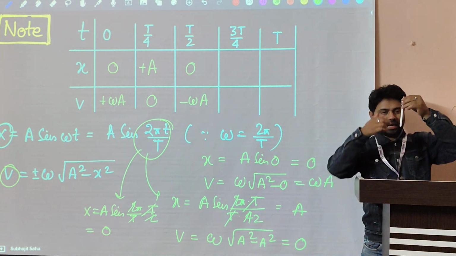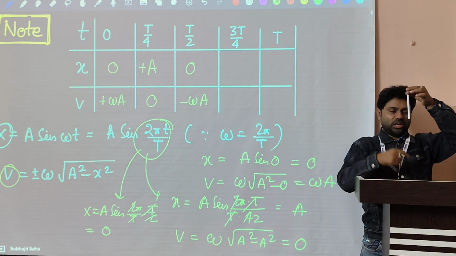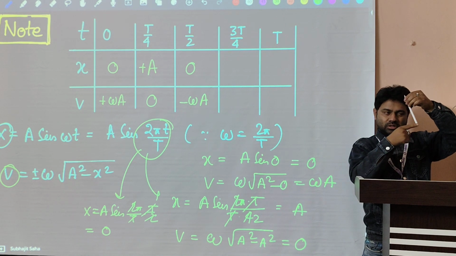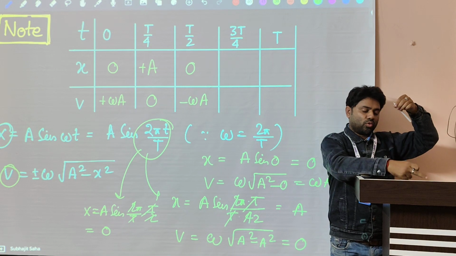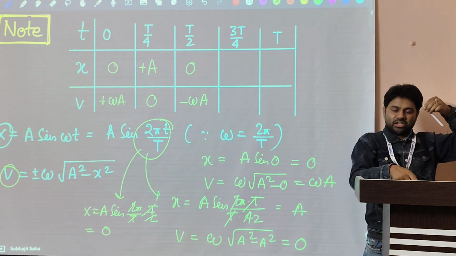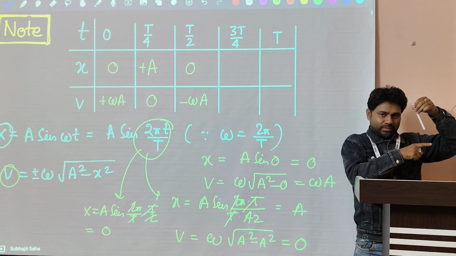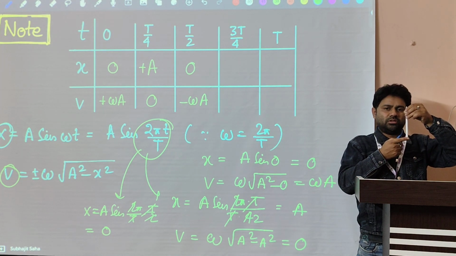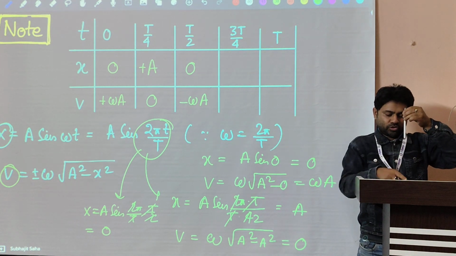Consider the pendulum at time point 0, the pendulum was at mean position, x equal to 0. It was moving towards the right with velocity omega a, so velocity was taken positive. When it moves to the right extremity at T by 4, quarter time period, displacement is a, the maximum from the mean position, and velocity is 0 because it stops momentarily there. Then again it's coming back towards the mean position. At T by 2 or half time period, it again comes back to the mean position, but now it is moving towards the left. So velocity is negative.